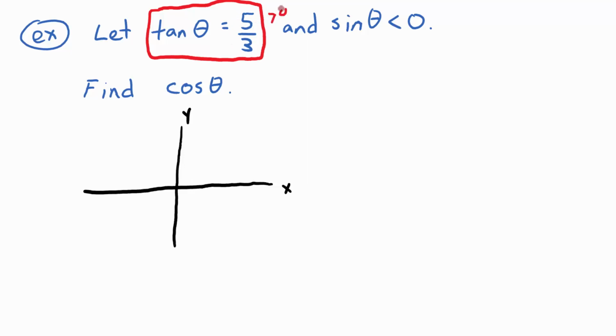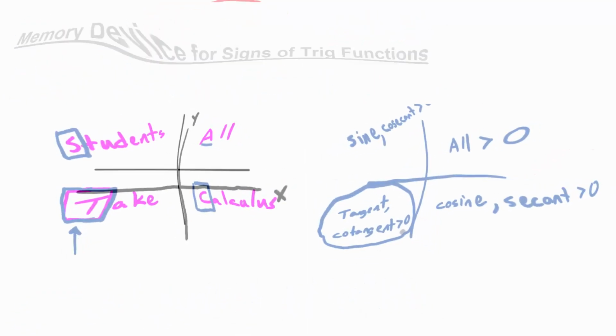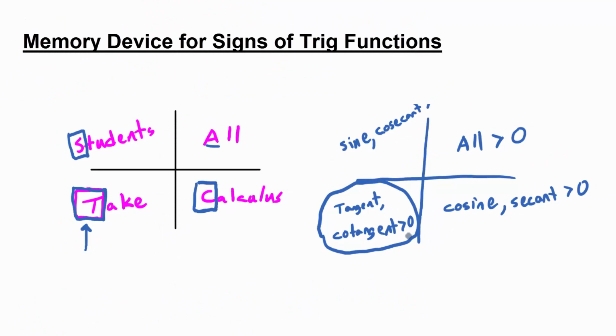So the sign of the tangent is positive. But the sign of the sine function is negative. So which quadrant do we have to be in? Quadrant 3. If you go back and look at our memory device, all students take calculus. We can't be in the first quadrant because even though tangent's positive, the sine is negative. No way can we be in the first quadrant. Does everybody see that? The only other option where the tangent's positive is the third quadrant.